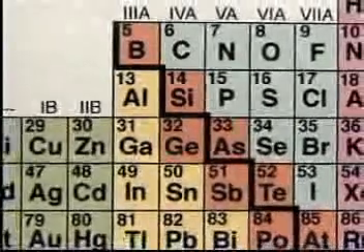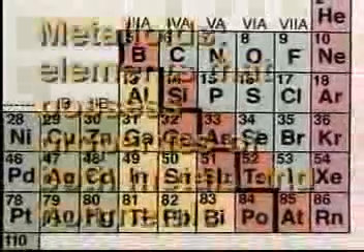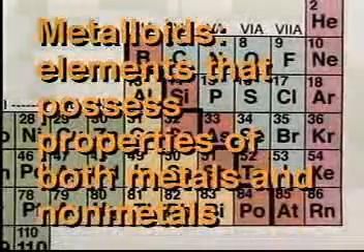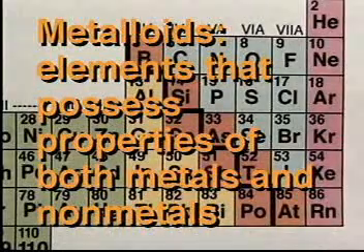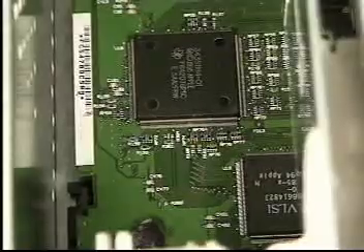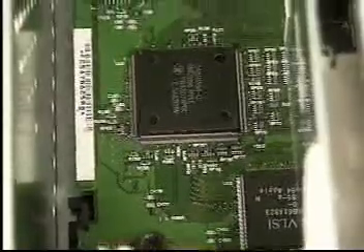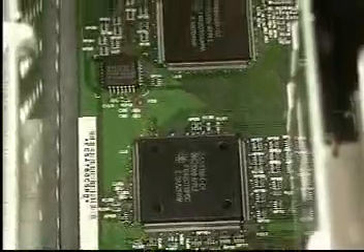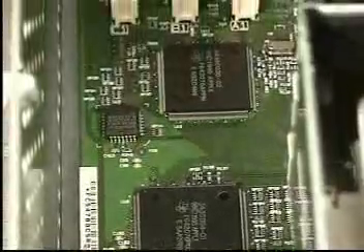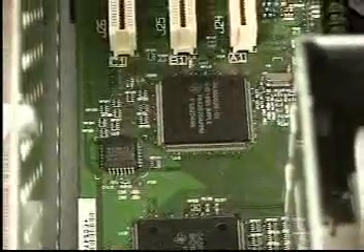The elements highlighted in orange just to the right and left of the staircase line are called metalloids because they have properties of both metals and nonmetals. Metalloids are solids that conduct heat and electricity better than nonmetals, but not as well as metals. Silicon is one such metalloid that is used in computers. It is valued in computers because it is a semiconductor, meaning it is somewhere between a conductor and an insulator of electricity.